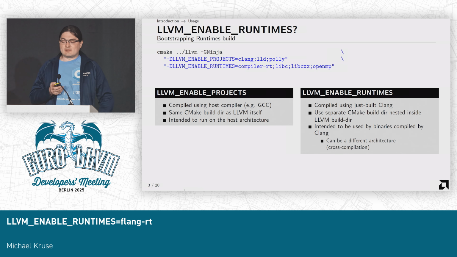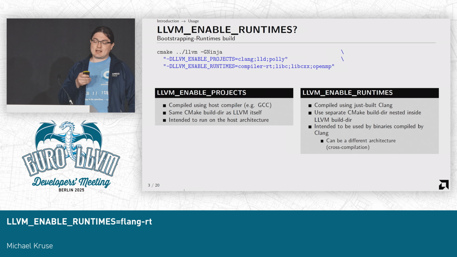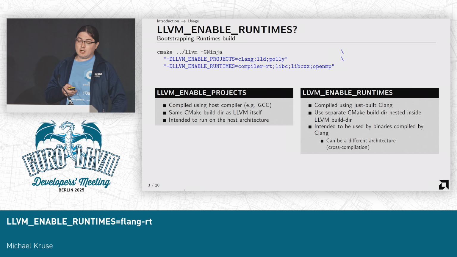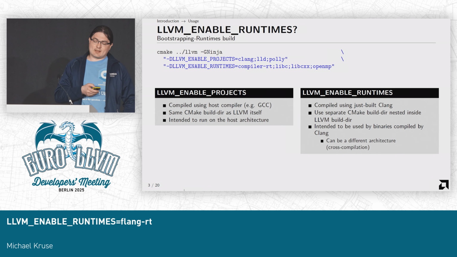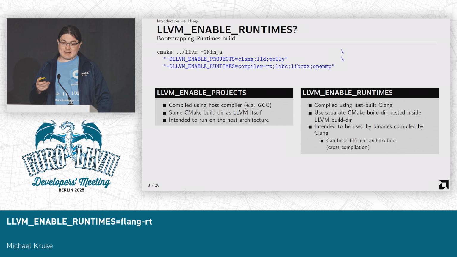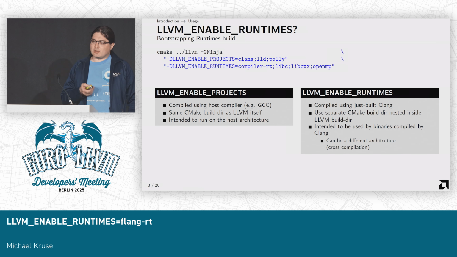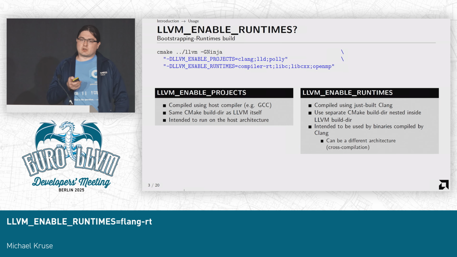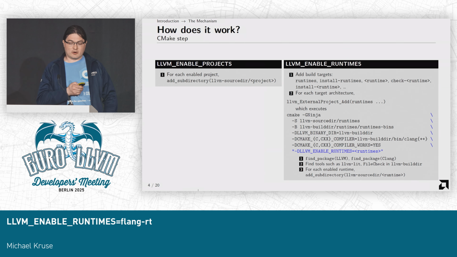In contrast to that, LLVM_ENABLE_RUNTIMES uses the Clang built previously in the LLVM_ENABLE_PROJECTS step to build the runtime itself. That's meant to build runtimes which are used by code compiled with Clang itself, which is not necessarily the same platform where Clang is compiled, so you could have a runtime for cross-compilation from x86 to AArch64, for instance.